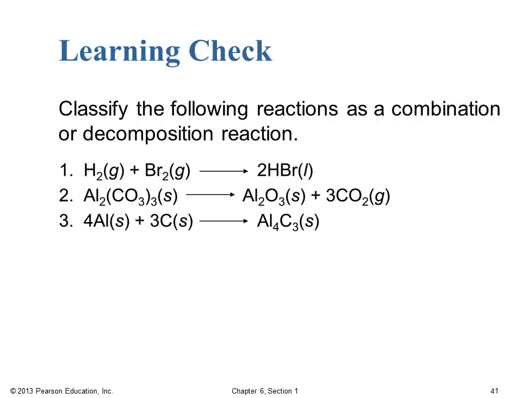Here it's asking us to identify these as either combination or decomposition. In 1, we have 2 reactants combining together to form one product. So that's combination. In 2, we have 1 reactant breaking apart or decomposing into more than one product. So that's going to be decomposition. And then lastly, number 3, similar to number 1, we have more than one reactant coming together to form one single product, so combination.